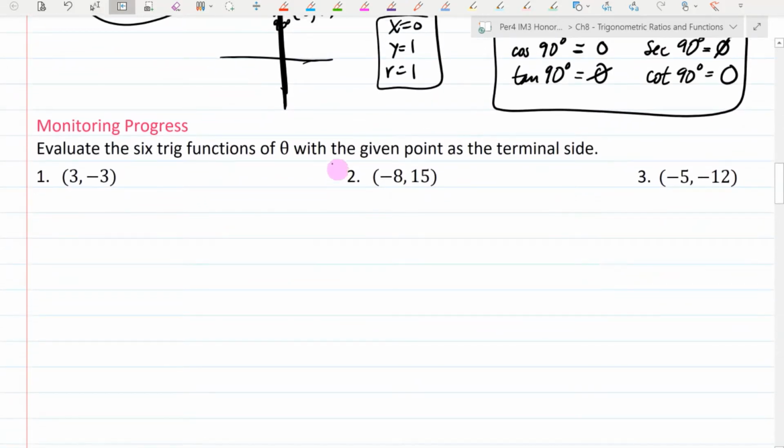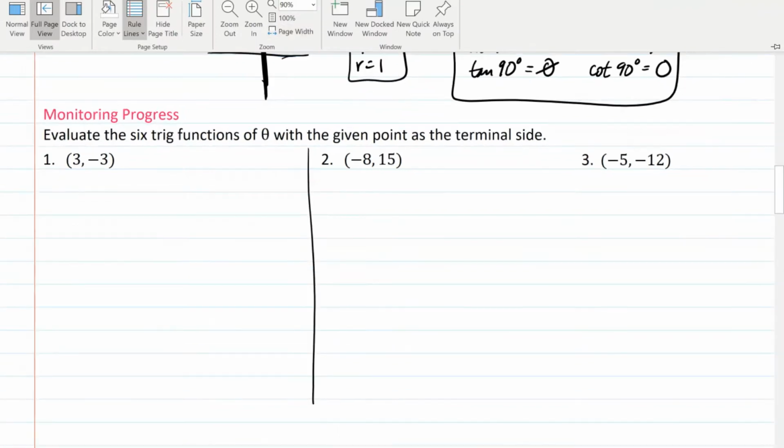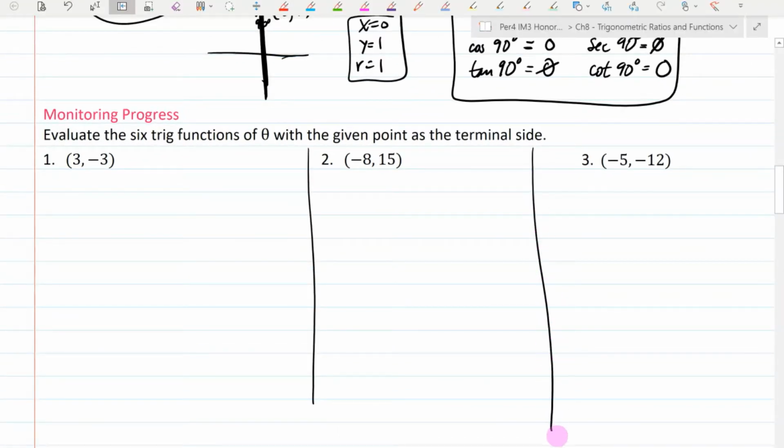Go ahead and do these three problems. Find sine, cosine, and tangent for these. And see how you do. Do them the same way that we did before. All right, I'm going to go ahead and do this with you. So I know we don't have a lot of room. I'm going to put the answers down here. Sine, cosine, tangent, cosecant, secant, cotangent.